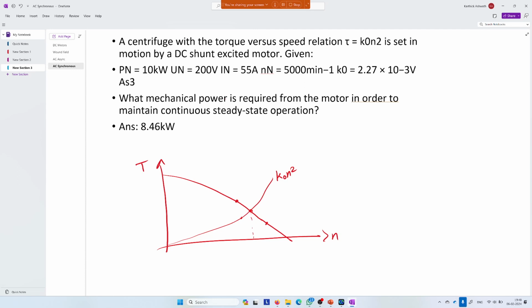So what we do know is the torque demand from the centrifuge. It is modeled by this k naught n square term. So parabolic. So we have this parabolic graph. Shunt excited motor has a straight line torque versus RPM. I mean, this is not a straight line, but basically I was trying to draw a straight line.